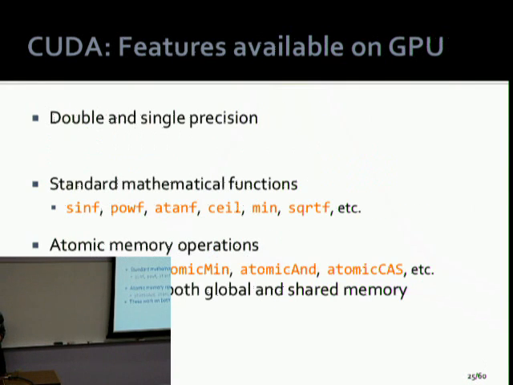And CUDA GPUs have double and single precision that support denormalized numbers and the good rounding modes that IEEE mandates, as well as the standard math functions that you would expect, and a series of atomic memory operations that we've talked about before.